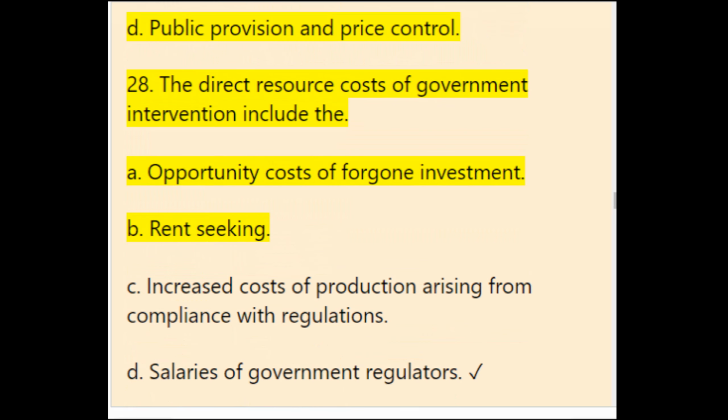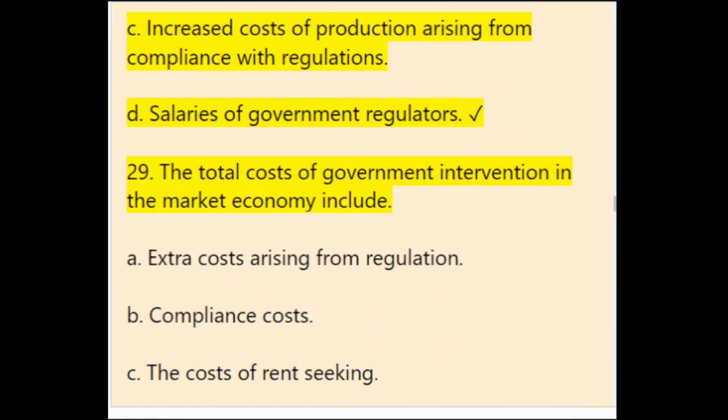28. The direct resource costs of government intervention include the A. Opportunity costs of foregone investment. B. Rent seeking. C. Increased costs of production arising from compliance with regulations. D. Salaries of government regulators.